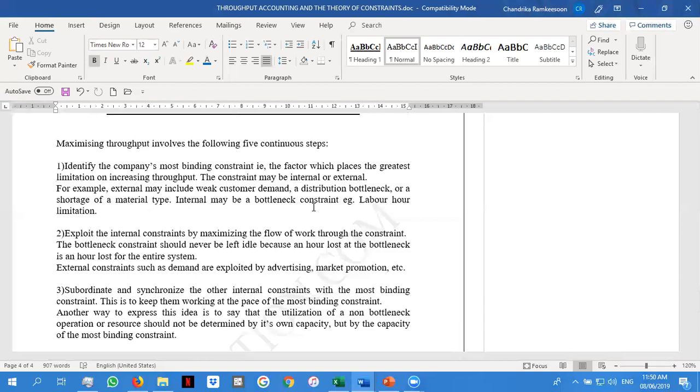So it's similar to the materials. If materials are in short supply, you don't want to waste the materials. If machine time is in short supply, the constraint, you don't want to waste machine time. That's why the bottleneck constraint should never be left idle, because an hour lost at the bottleneck is an hour lost for the entire system. External constraints such as demand are exploited by advertising, market promotion, etc.